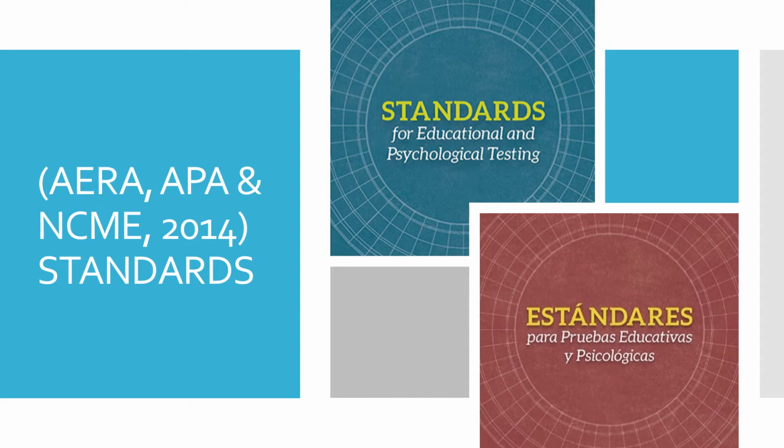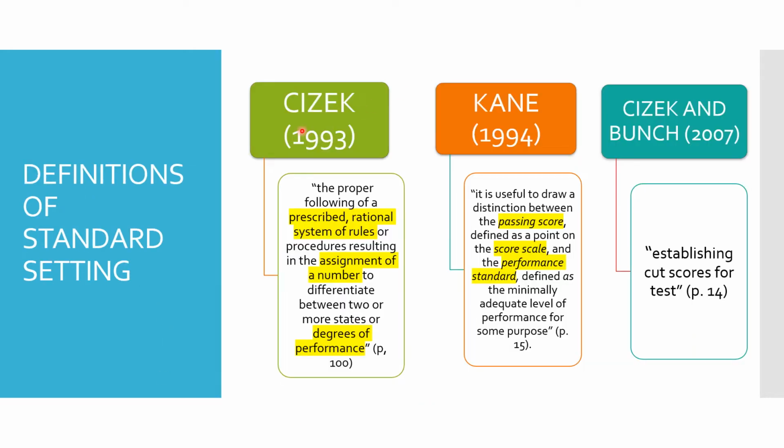Definitions of standard setting, we can look at it from Cizek 1993, and I have highlighted here the key terms. So we really want to look at prescribed, that rational system of rules, the assignment of a number, and the degree of performance. Kane here touched on passing score, the score scale.